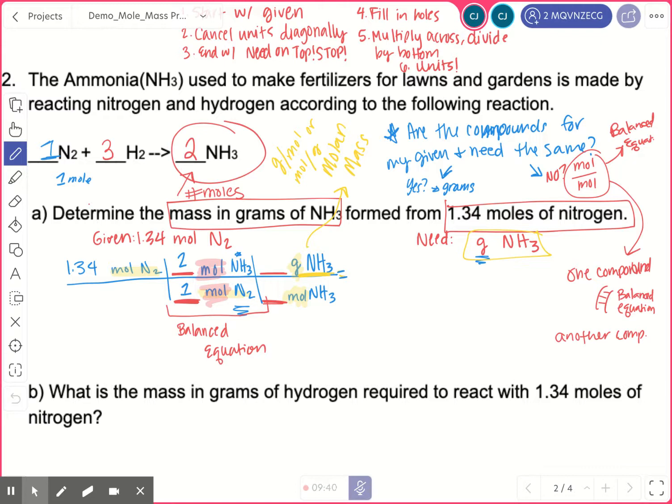So let's look at this next group. This next one, we have grams over moles. Okay, so we have grams over mole. What can I use to find grams over mole? Good job. Molar mass. All right, so I'm going to find the molar mass of NH3. I'm going to do it down here.